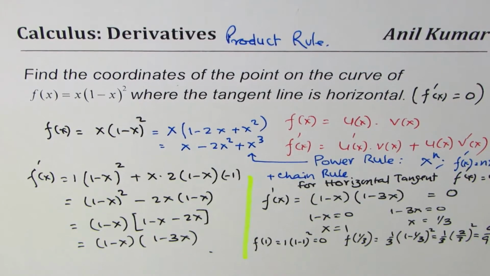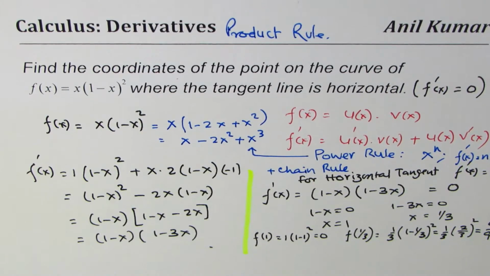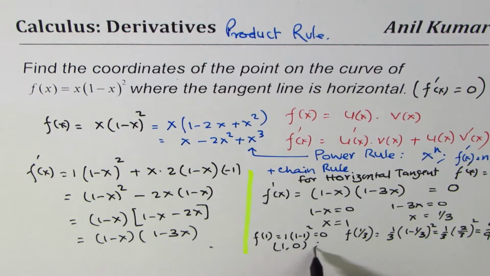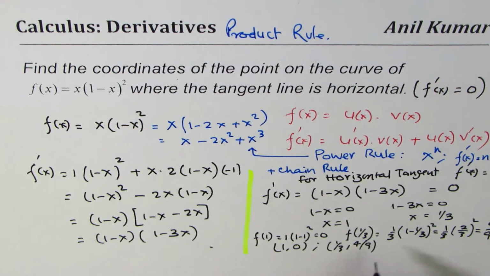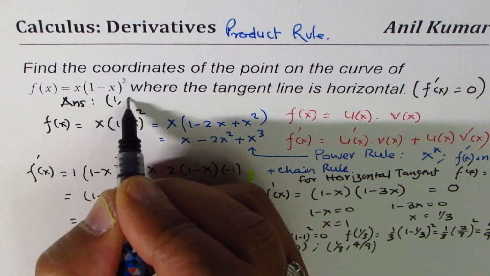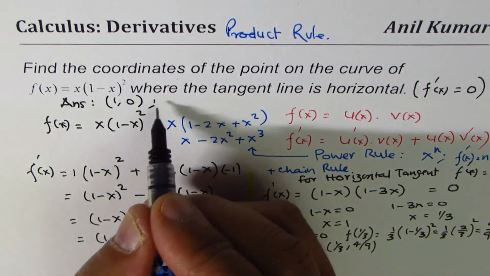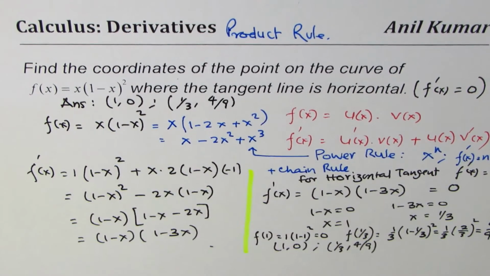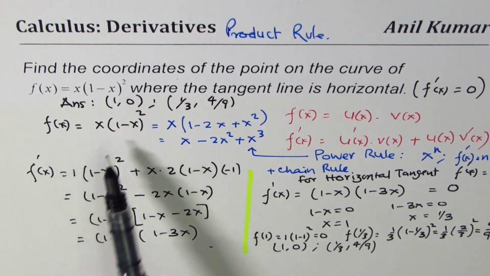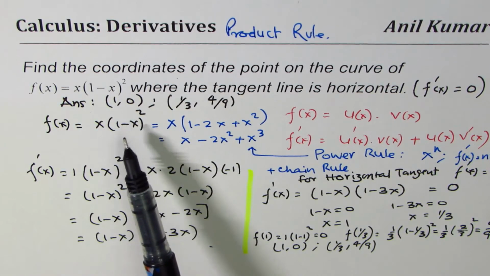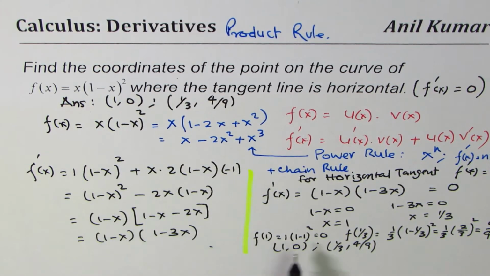Is it okay? So the points are what? It's very important to write the points. So the points are x value 1, y value 0, and the other is 1 over 3 and 4 over 9. Is it okay? So our answer is, let me write here clearly, (1, 0) and (1 over 3, 4 over 9). As you can see in this question, it was simpler to actually expand and solve. However, that cannot be done most of the time. Therefore, I applied the product rule and continued with that.